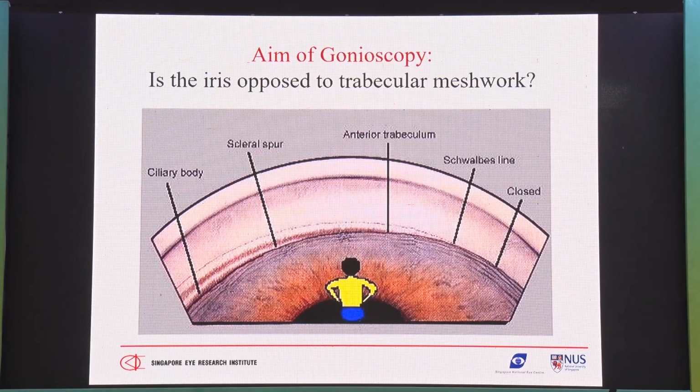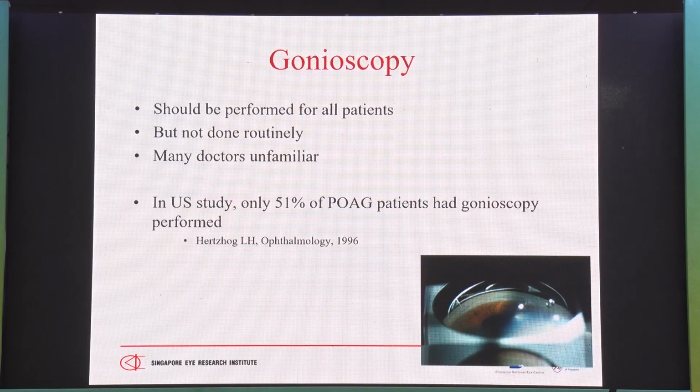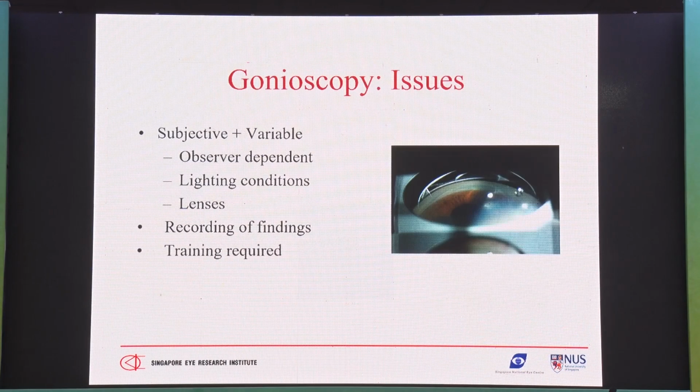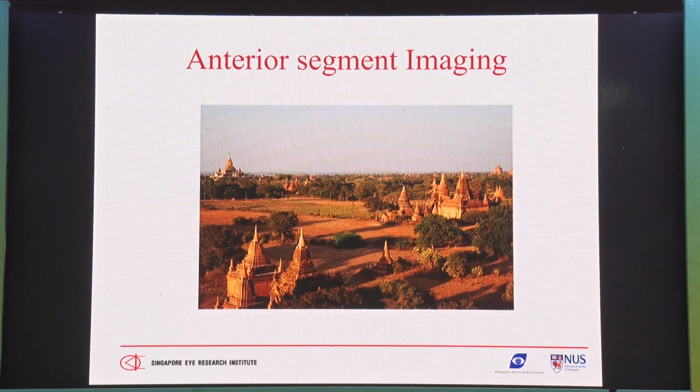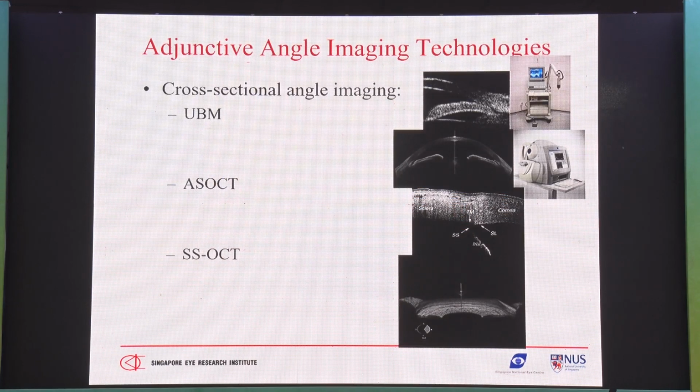And then, of course, you have to distinguish between appositional and synechial closure. Although gonioscopy should be performed in all patients, we also know that many doctors don't do gonioscopy, or they're not familiar or not confident of their findings. And there are also some issues with gonioscopy, particularly that it is subjective and observer dependent. It varies according to the lighting conditions that you use, as well as how you do the gonioscopy and the type of lenses. And of course, some training is required. So let me give you an overview of anterior segment imaging and how it can be used to supplement your gonioscopy and your angle assessment to make the diagnosis of angle closure.